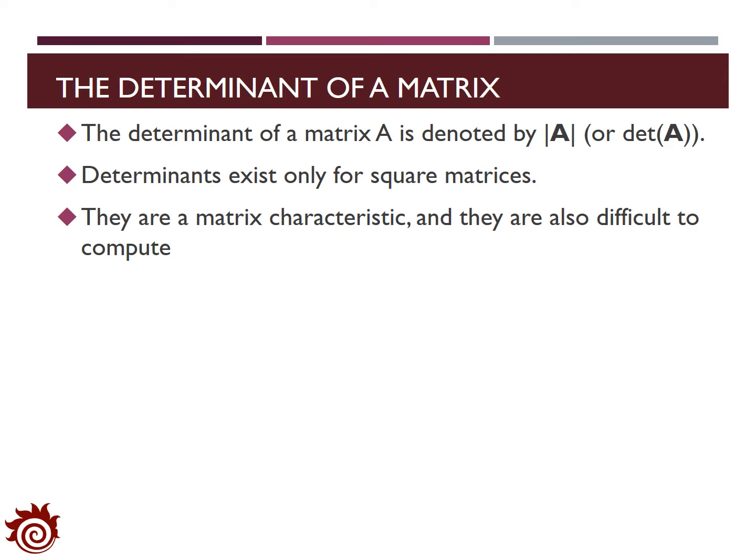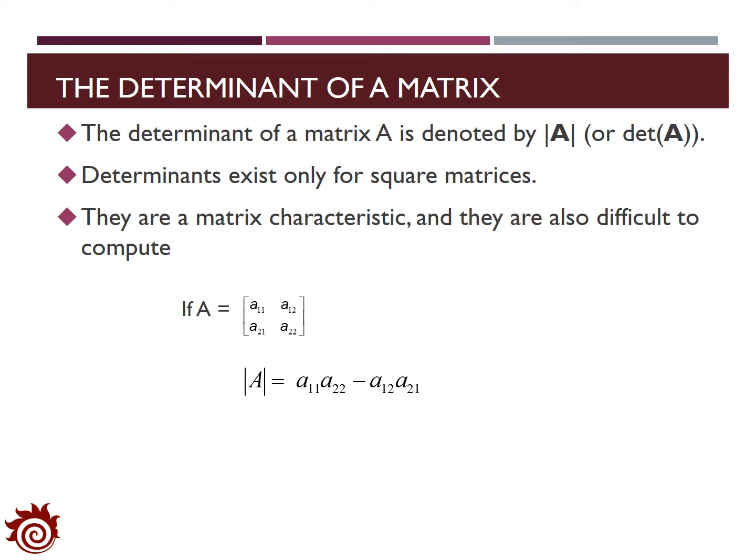A matrix also has some characteristics. The first one is the determinant. Generally, the determinant of a matrix is denoted by |A|, or we say the determinant of A. The determinant exists only for square matrices. And it's really hard for us to calculate the determinant of a matrix, so usually we rely on computation tools, such as Excel or MATLAB.